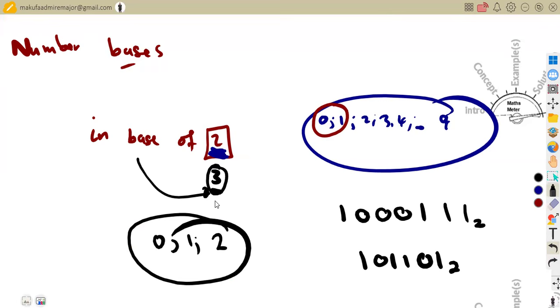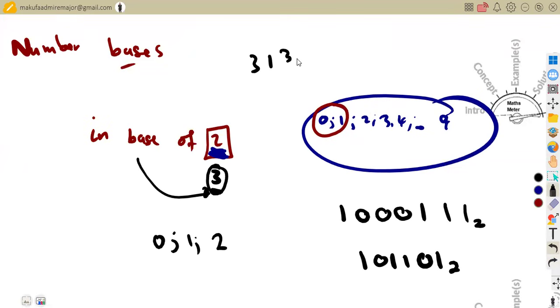We cannot have a number that is equal to 3. They must be less than. It's impossible. We cannot have a condition like 3, 1, 3 in base of 3. We cannot have such. It's impossible.